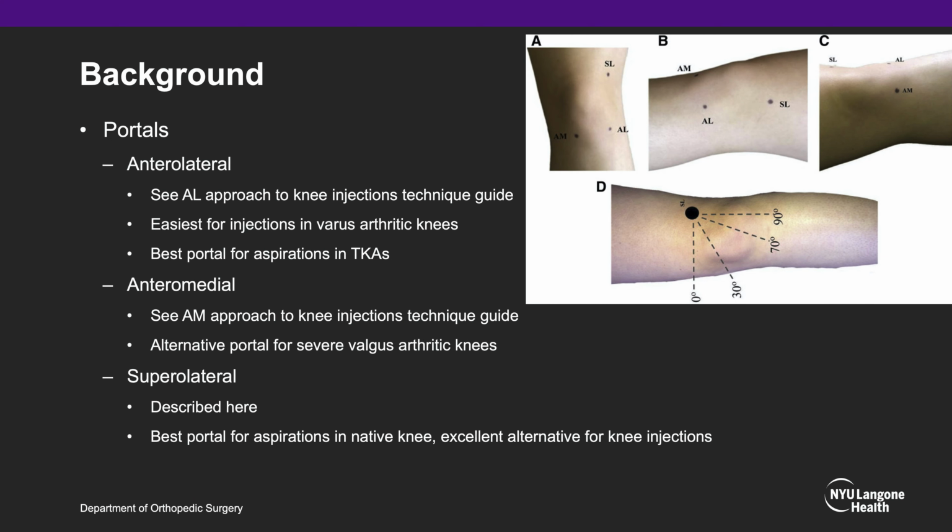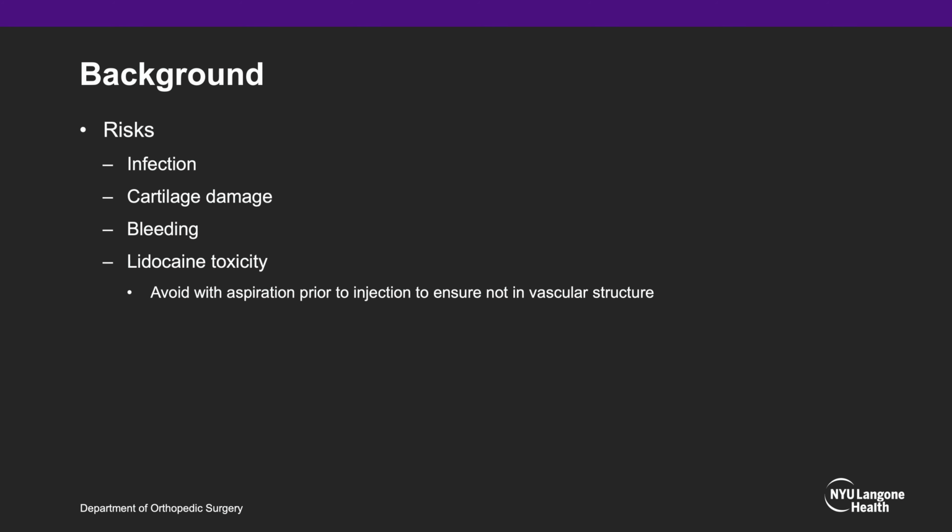There are various portals of accessing the knee joint. The anterolateral and anteromedial portals are described in separate videos. In this video, we will describe the superolateral portal, which we consider the best portal for aspirations in the native knee, as well as an excellent alternative for knee injections. There are several risks to knee aspiration, such as infection, cartilage damage from the needle, bleeding, lidocaine toxicity from the therapeutic lidocaine injection, which can be avoided with an aspiration of the syringe prior to injecting any lidocaine to ensure you are not in a vascular structure.